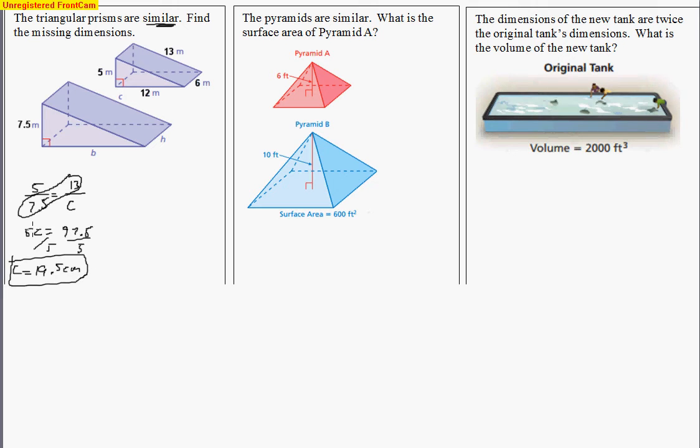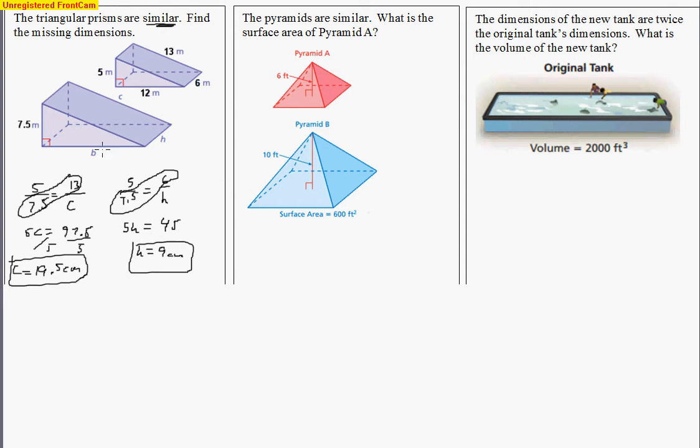So to find the next one, I'm going to do H next. I'm going to set up the same sort of formula. 5 is to 7.5, as 6 is to H. And so multiplying diagonally gives me 5H, and then 7.5 times 6, right there, that gives me 45. And so doing that division, you can see how H is 9 centimeters.